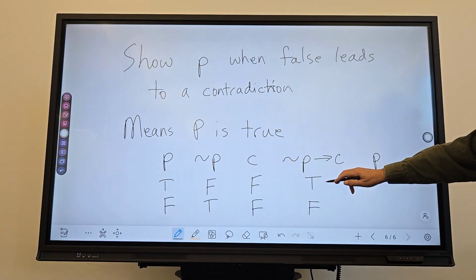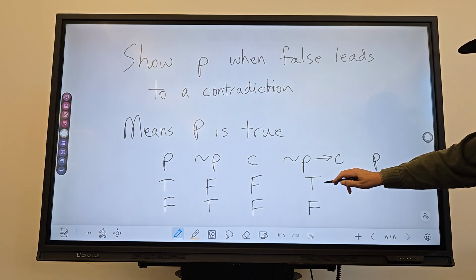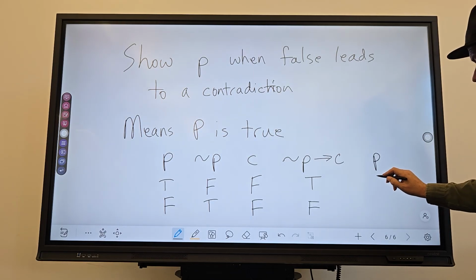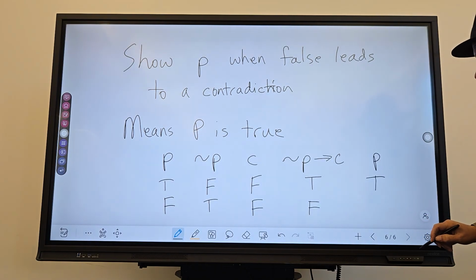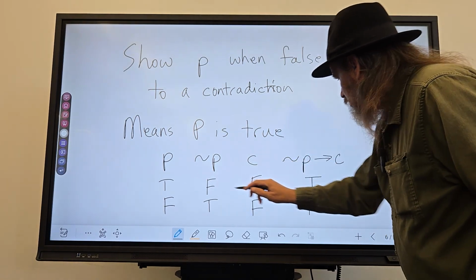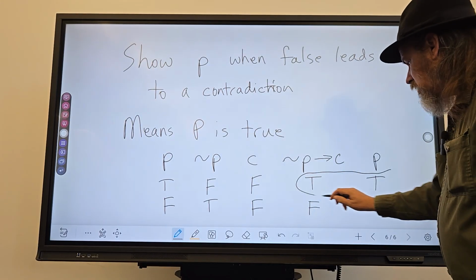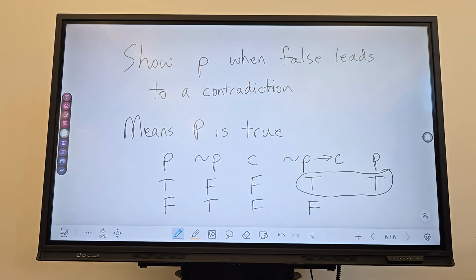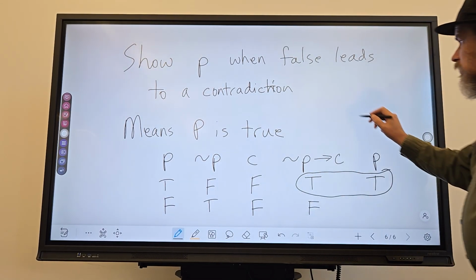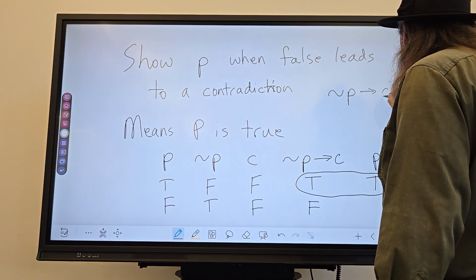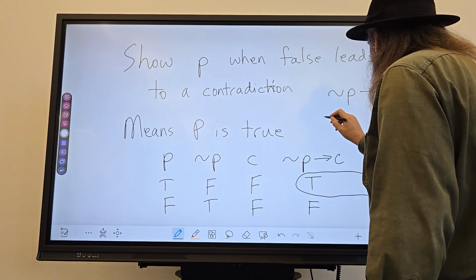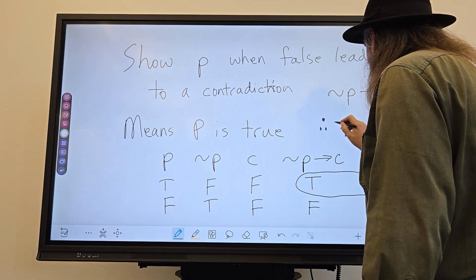Your premise is true. P is true at that point over here. So this is a valid argument. Not P implies a contradiction, therefore P.